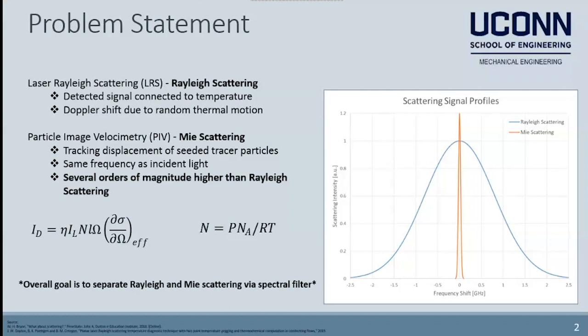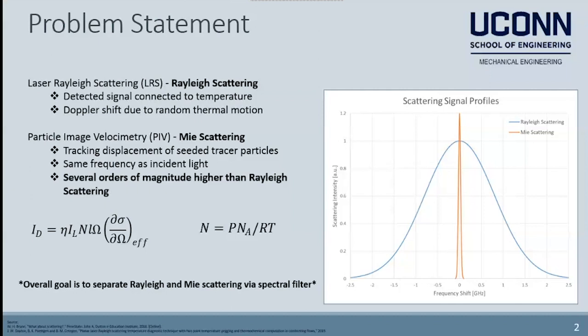Due to varying translational velocity of the gas molecules, the Rayleigh scattering exhibits a Doppler shift from the incident light frequency, which can be seen in the graph. Meanwhile, Mie scattering is caused by particles with a diameter equal to the wavelength of incident light and emits energy at that same wavelength.